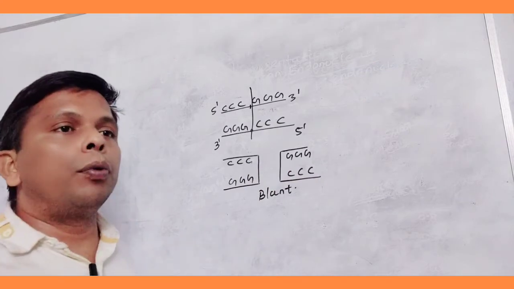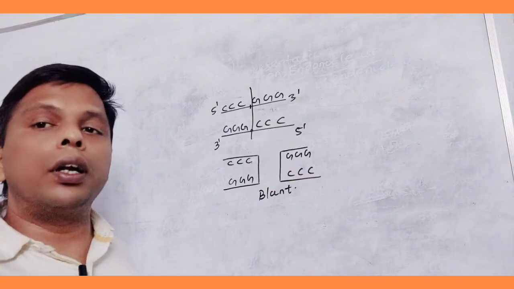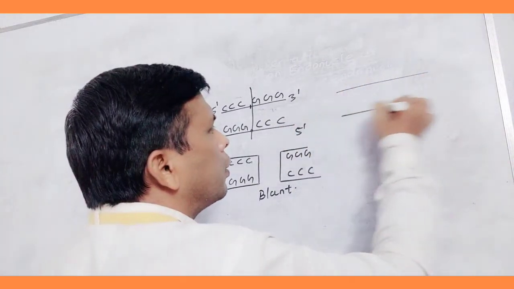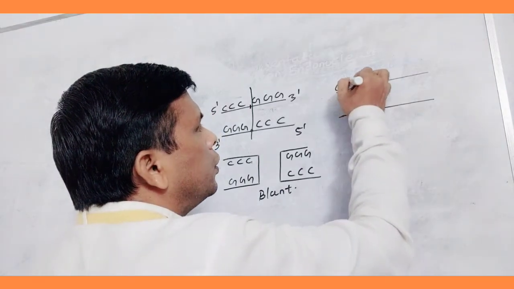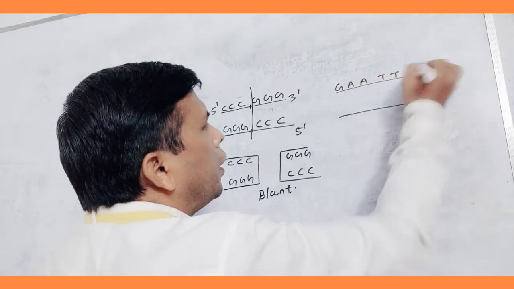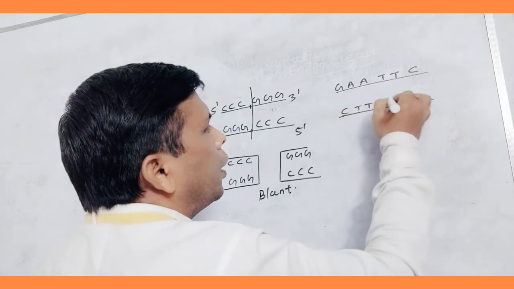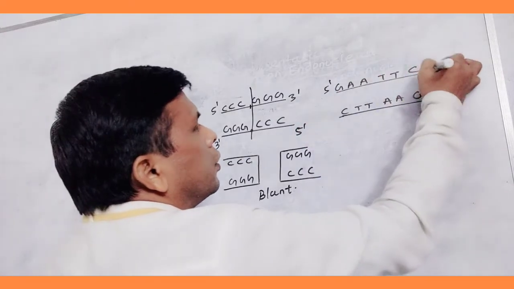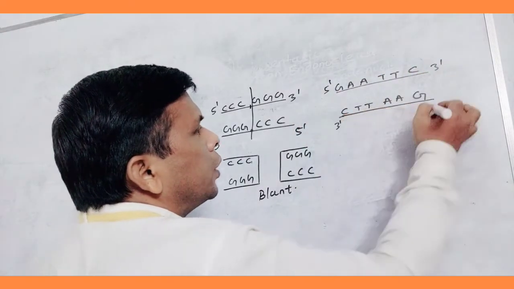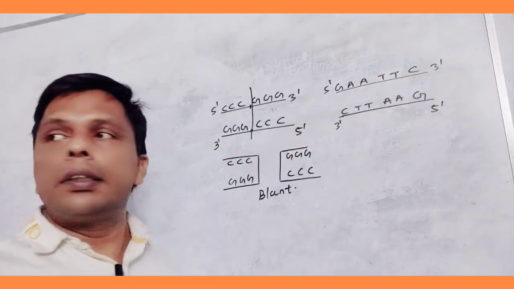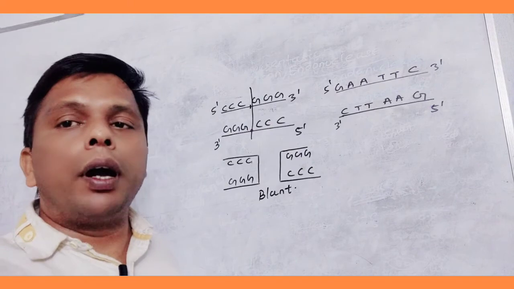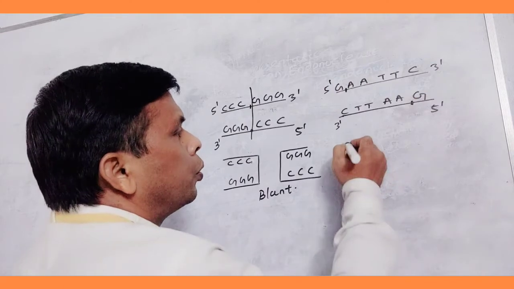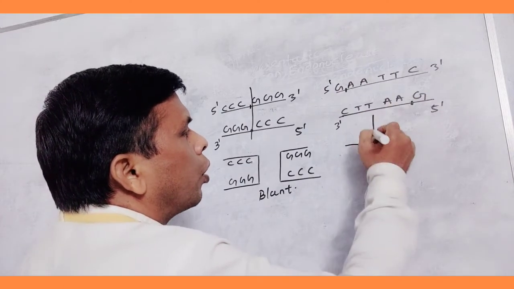Suppose we take the example of Eco R1, how does it cut? Eco R1 specifically recognizes G A A T T C, C T T A A G. It is one of the palindromic sequences. Eco R1 identifies the recognition sequence and cuts between G and A here. So after cutting by the endonuclease Eco R1, it produces sticky ends.